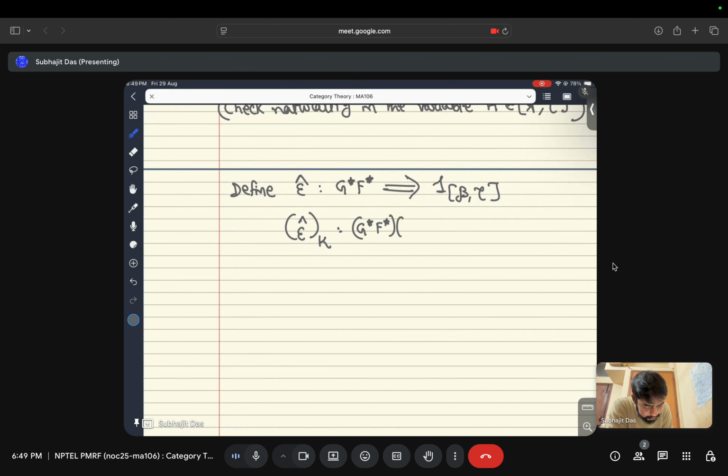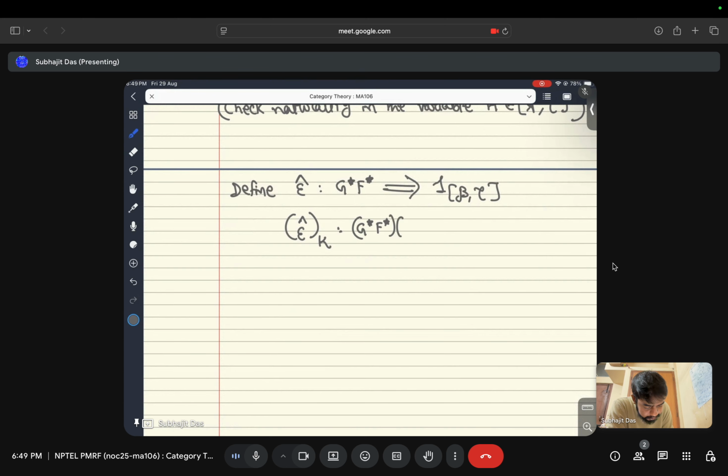Verifying the triangle identities for the natural transformation eta hat and the natural transformation epsilon hat. We shouldn't call them unit and co-unit a priori because we haven't really obtained an adjunction yet. So checking them for these two natural transformations should give you an adjunction with G upper star the left adjoint and F upper star the right adjoint. And in fact, now you can say that the unit natural transformation of this adjunction is eta hat and the co-unit natural transformation of this adjunction is epsilon hat.